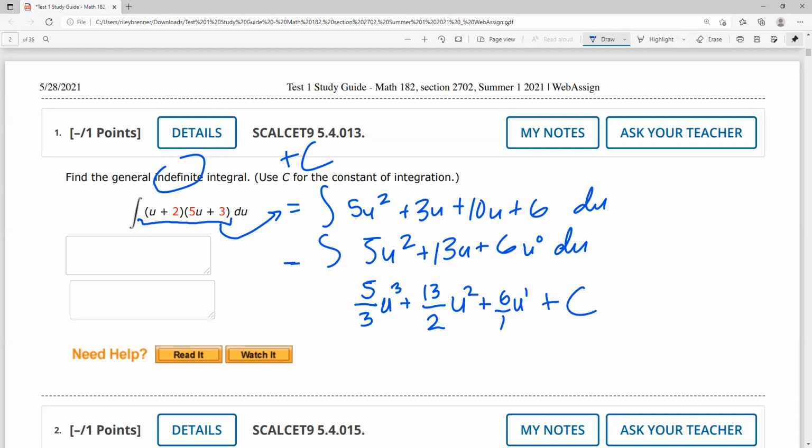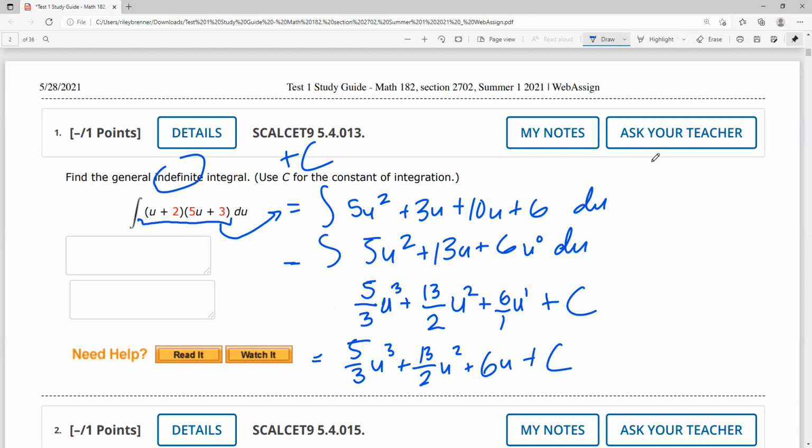So if we just clean everything up a bit, it'd be 5/3 u cubed plus 13 halves u squared plus 6u plus c. That is our final answer. Any questions on that? So far, so good? That should be like a little warm-up to the whole thing, hopefully.